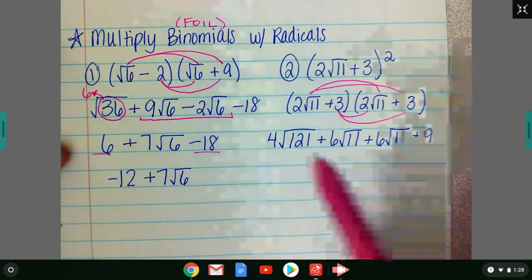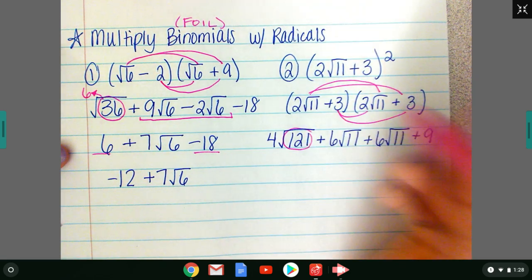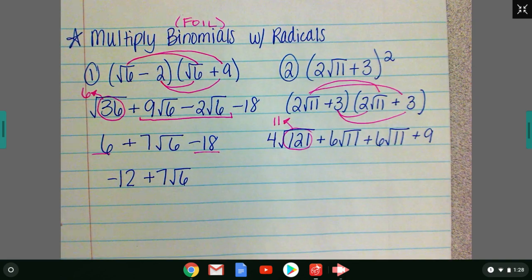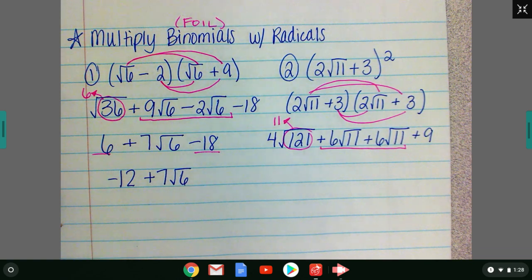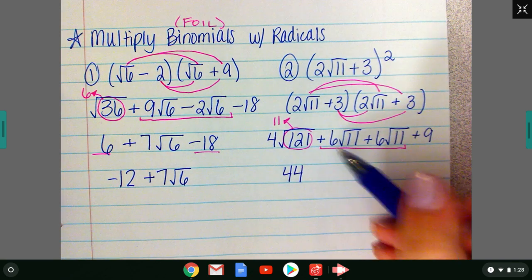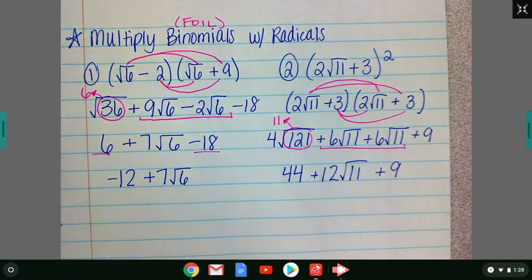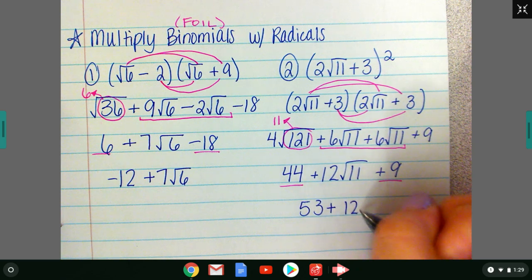We'll look for some simplifying again. So let's look at our first one. We've got a 121 inside a square root. That was made up of 11 squared. So this whole thing was perfect. It's going to come out as an 11. And then my 2 inside terms, again, I can combine those. 6 root 11s plus 6 root 11s will give me a 12 root 11. So let's see, we've got 4 times 11 out here, 44. And this is, we said, 12 root 11s. And then dropped down our 9. Last combine here, 44 plus 9 is 53 plus 12 root 11.